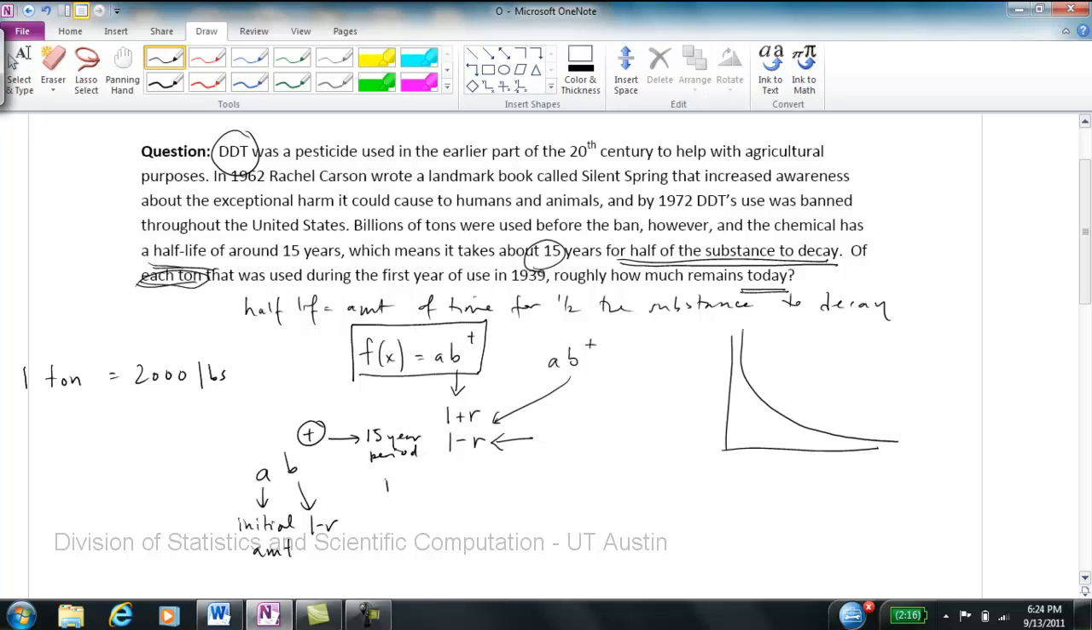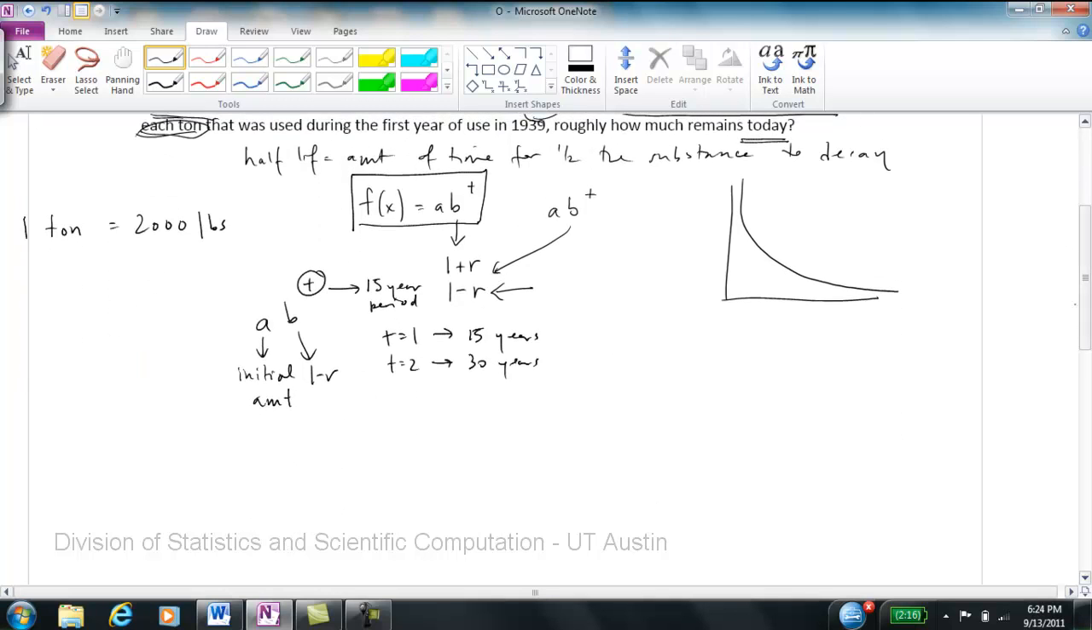And so in that case, a t equal to 1 is going to be 15 years. A t equal to 2 is going to be 30 years. Because what we're essentially saying is that every 15 years, we see half of the substance gone. So our r is therefore going to be equal to 0.5, which is 50%. So it's a 50% reduction.